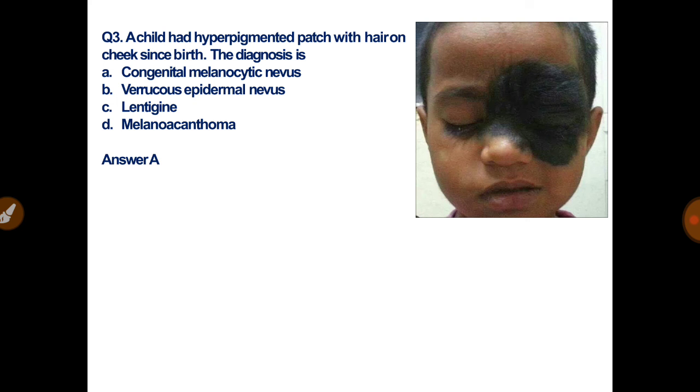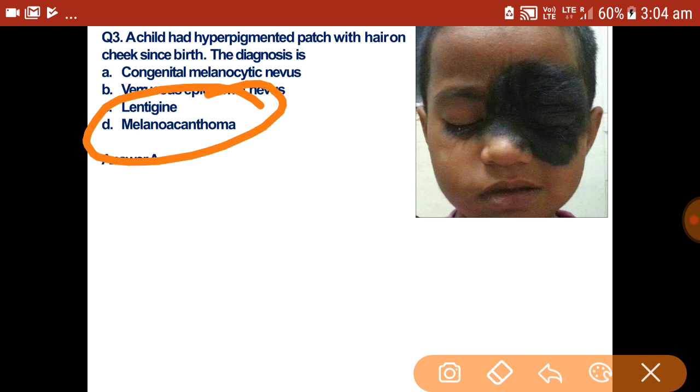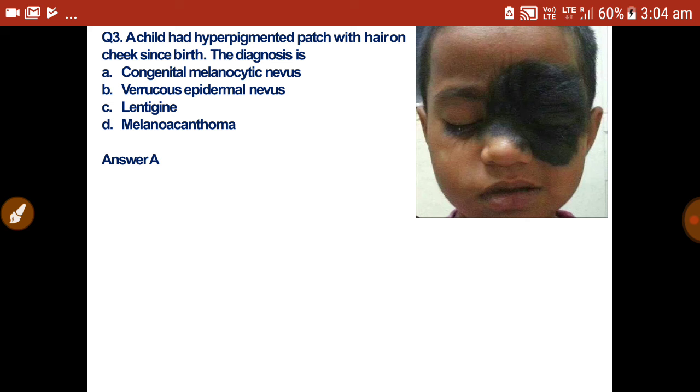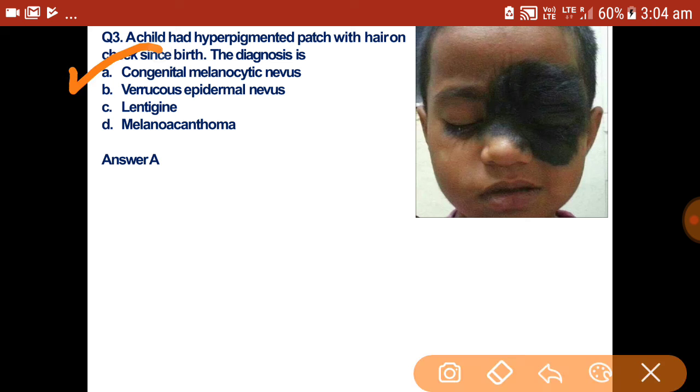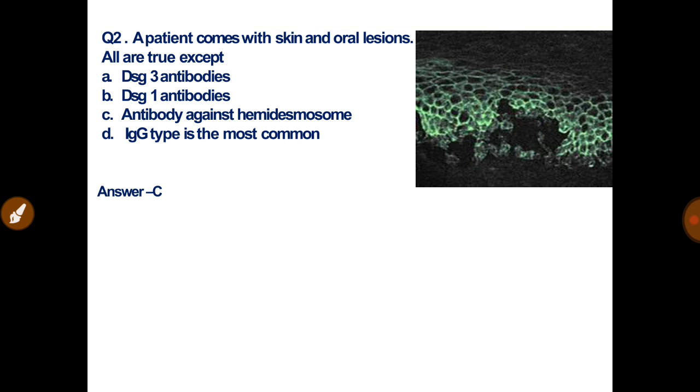Now I will tell you something about melanoacanthoma, the last option. It is a very rare variant of seborrheic keratosis presenting as a deeply pigmented proliferation of melanocytes and keratinocytes over the head, neck and trunk, and that too in elderly people, not children. So the answer here clearly becomes congenital melanocytic nevus. My main focus is to make you understand everything so that you don't need to revise it again. A patient comes with a skin and oral lesion, all are true except?